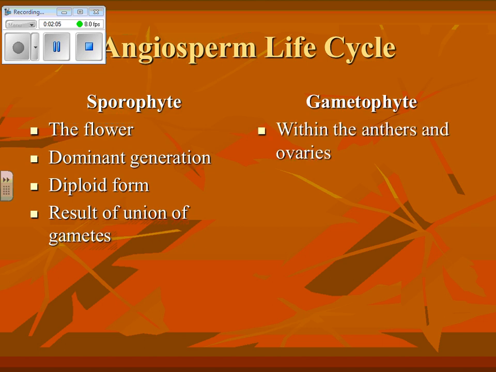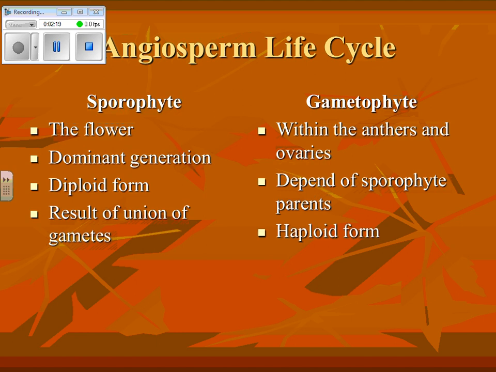The gametophyte part of the life cycle is the part where it is in the anther of the plant, which is a male part of the plant, or the ovary, the female part. This does depend on the sporophyte parents. This is the haploid form of the number of chromosomes, which means it's only half of the complete number of chromosomes, and we represent that by just writing the little letter N. And the gametes are good examples of the gametophytes. Gametophyte kind of has the word gamete in it, so that's how we're going to try to remember that that's where the gametes are.